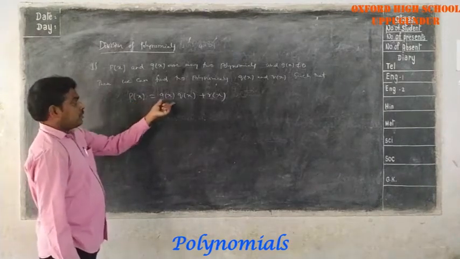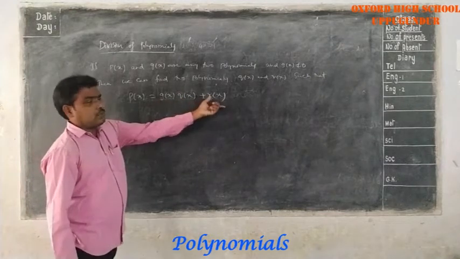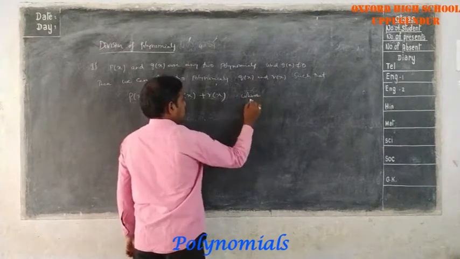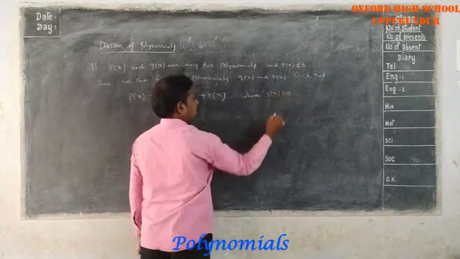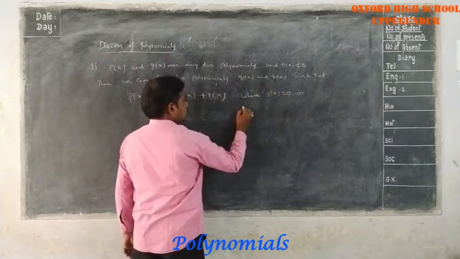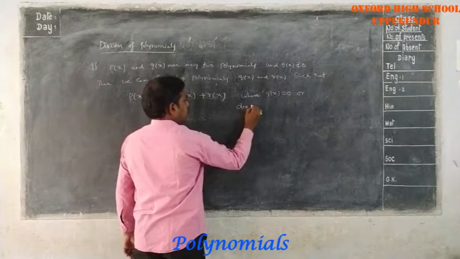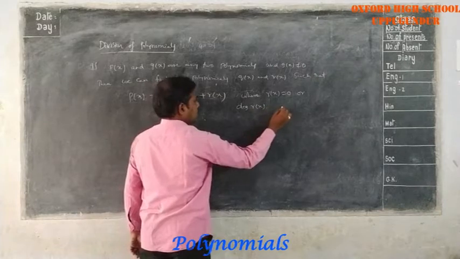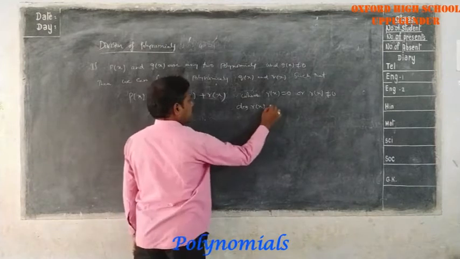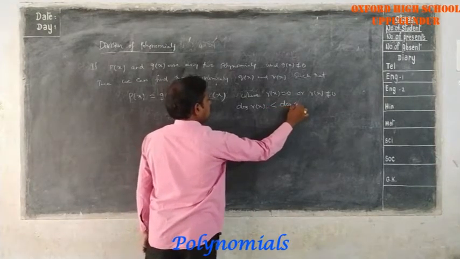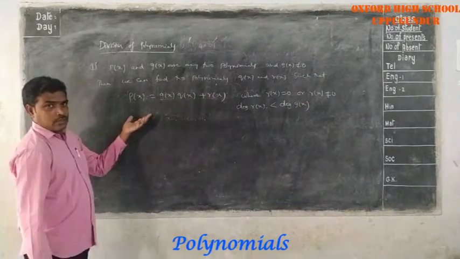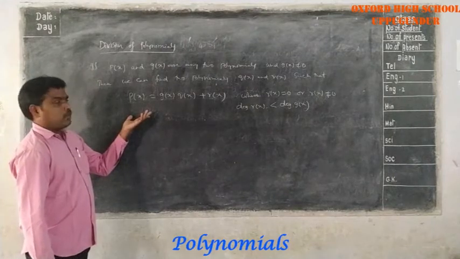Dividend equals divisor into quotient plus remainder, where this r of x is equal to 0. This remainder may be 0, or r of x is not equal to 0. Next, the degree of r of x is always less than the degree of g of x. So we call this the division algorithm for polynomials.